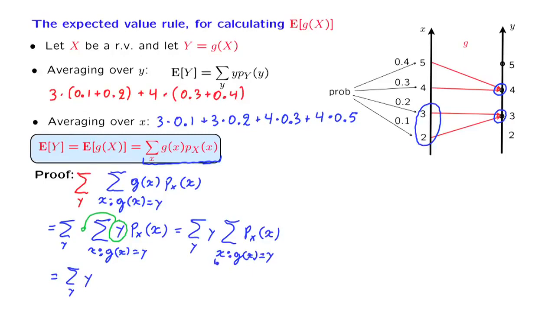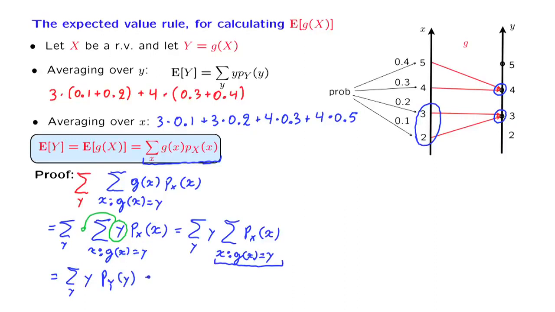Now, what can we say about this inner summation? We have fixed the y. For that particular y, we're adding the probabilities of all the x's that lead to that particular y. Fixing y, consider all the x's that lead to it. This is just the probability of that particular y.